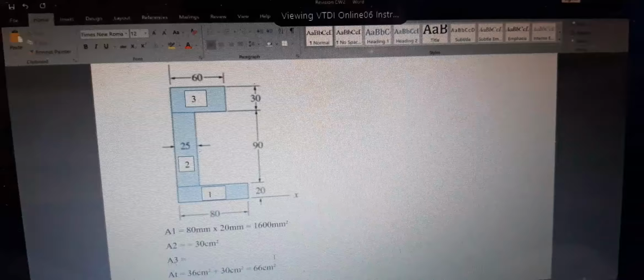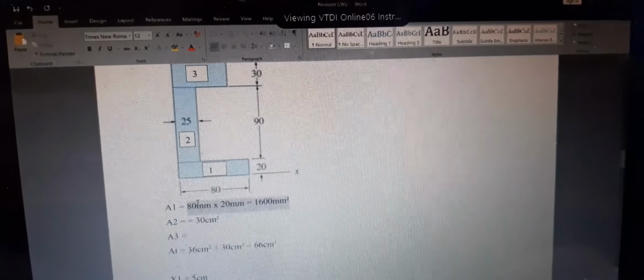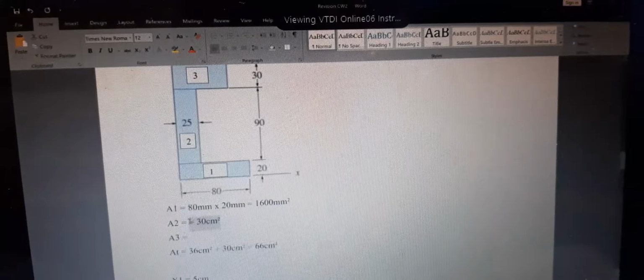All right, so let's look at section 1. What are the values that we're going to work with? A1 is going to be equal to 80 mm times 20 mm. So that's going to be equal to 1600 mm square.